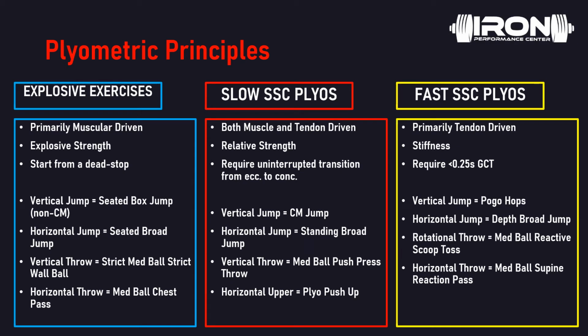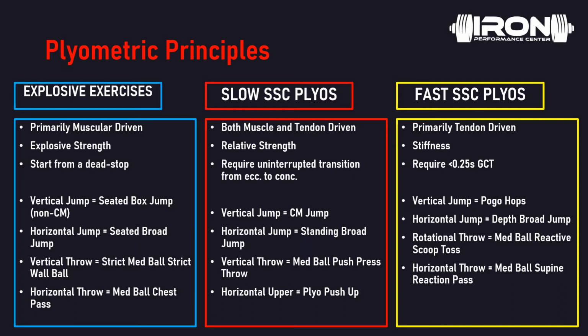So for example, if you step off of a 12-inch box, maybe you can jump up and pop off the ground in less than 0.25 seconds. That's great. That means that you are still training your fast stretch shortening cycle. However, if you increase that 12-inch box to a 24-inch box and you can't get off the ground in 0.25 seconds or less, you are no longer training your fast stretch shortening cycle.